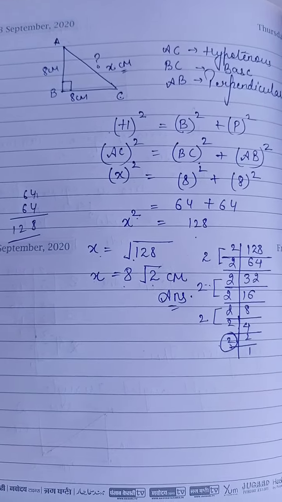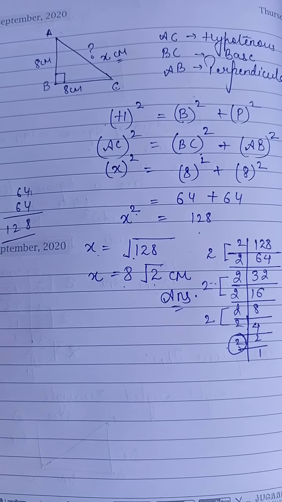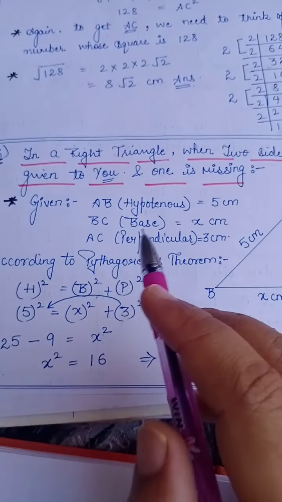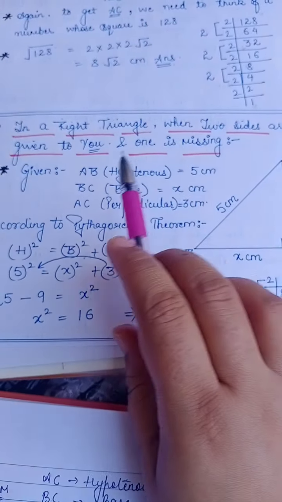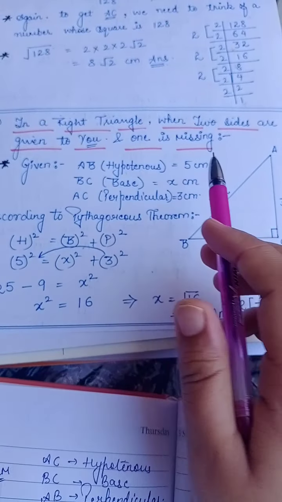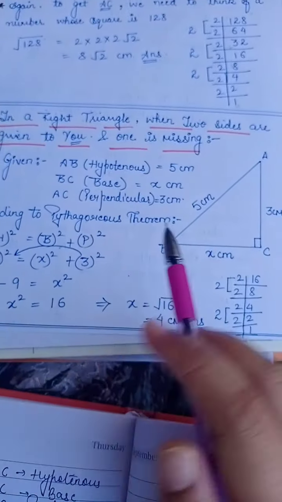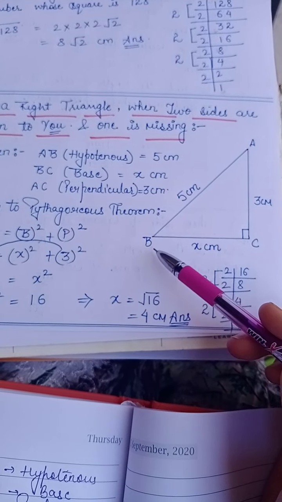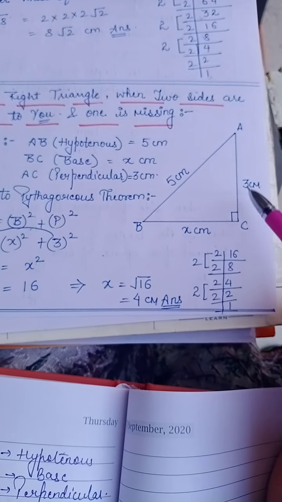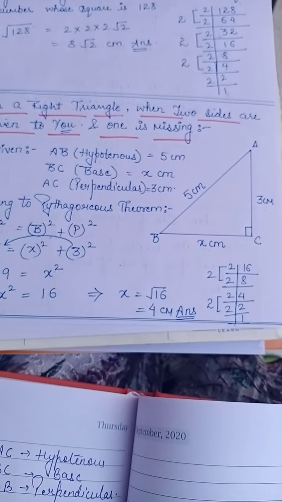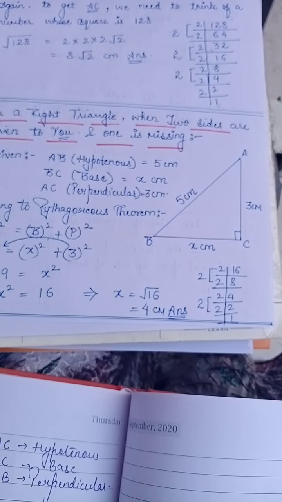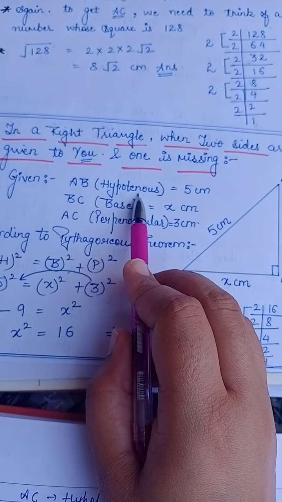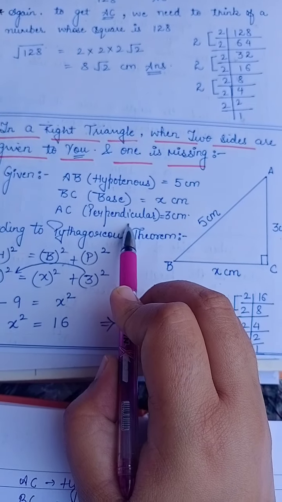Is it okay? Now our third condition is also related to the second one. What is our third condition? In a right angle triangle, two sides are given to you and one is missing. Same, beta, same. Have a look at this diagram. AB is 5 centimeters, BC is x centimeters, AC is 3 centimeters. You have to find the value of BC, the base. As you know, AB is the hypotenuse, BC is the base, AC is the perpendicular.